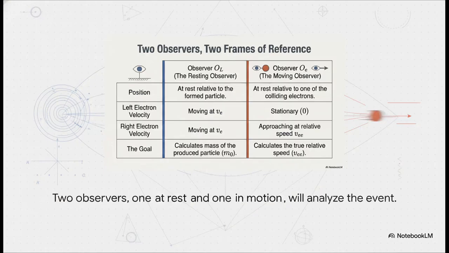Now, to really analyze what's happening here, we need two witnesses, two observers, each with their own unique point of view. Our first witness, let's call them OL, is just chillin', at rest, right at the center of where the collision will happen. Our second witness, OE, is actually moving with one of the particles. So they both see the same event, but you'll see that what they measure is going to be completely different.